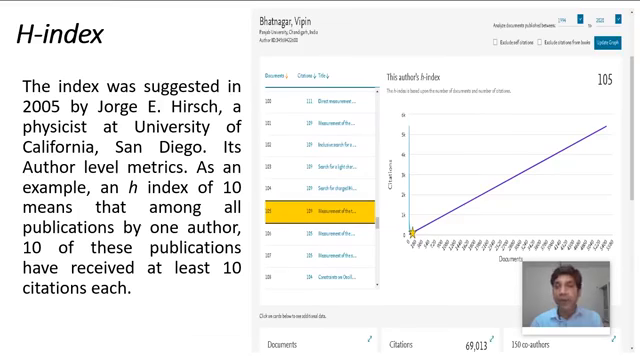Then there are author-level metrics like the H index. In this slide, I have mentioned the H index of one of our professors at Punjab University, and you can see this author has an H index of 105. That means out of the total number of papers indexed by Scopus, 105 articles of this professor have been cited at least 105 times. This is how Scopus calculates the H index of articles indexed by Scopus.